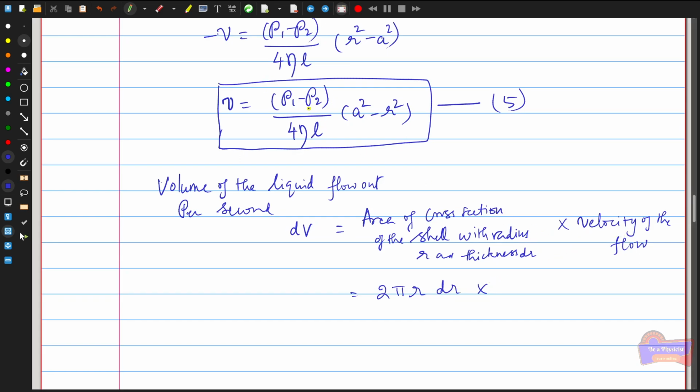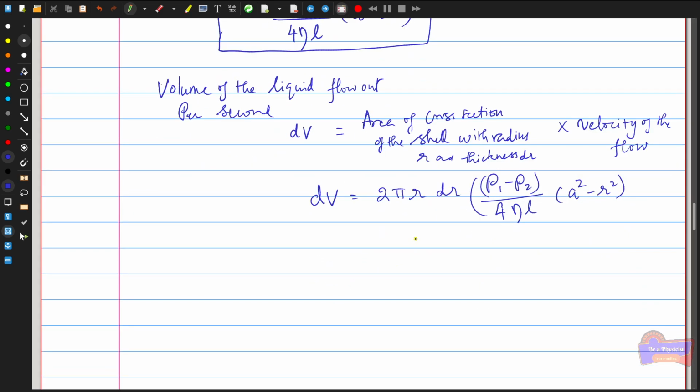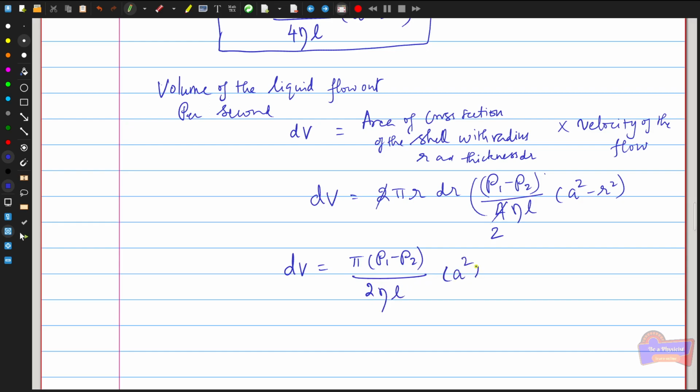Which we already calculated here. So I can just substitute this equation 5 into this, so that I can write (P1 minus P2) divided by 4 eta L times (a squared minus r squared). So that is my value of dV. Here you can just cancel out the 2 and 2, and I can write the final equation dV equal to pi (P1 minus P2) divided by 2 eta L times (a squared r minus r cube) into dr.